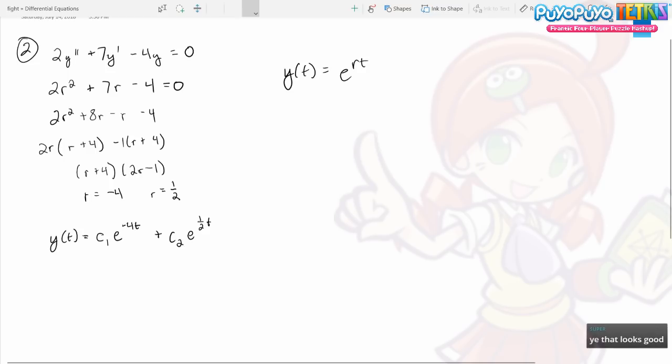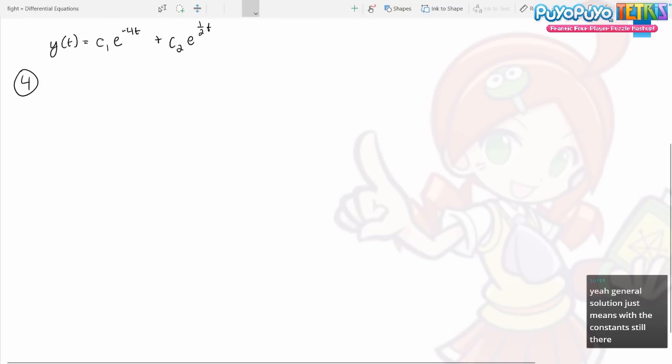it's not asking me to find anything more yet. I would have to find the values of the coefficients if I was given the initial values. One second. Yeah, I did this correctly. Cool. Okay. Oh, whoops.